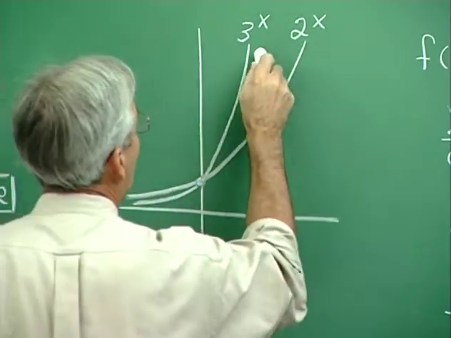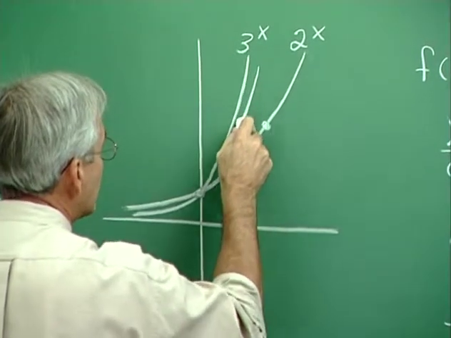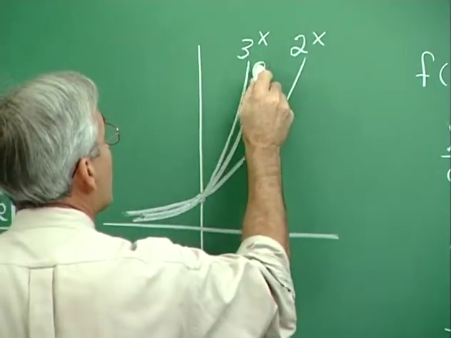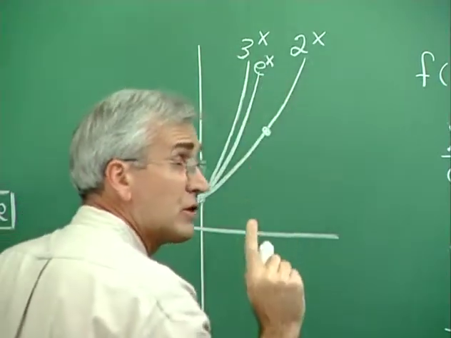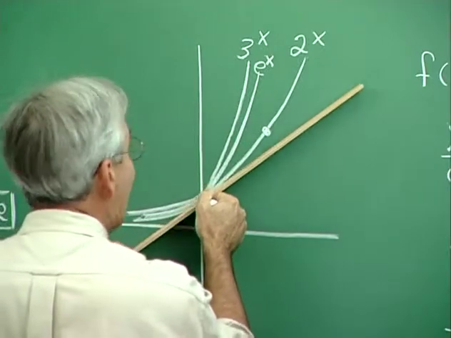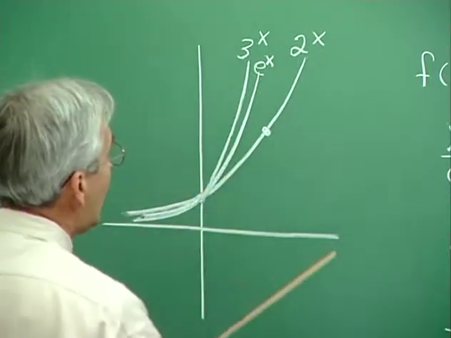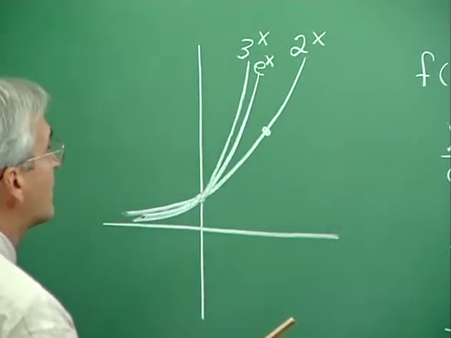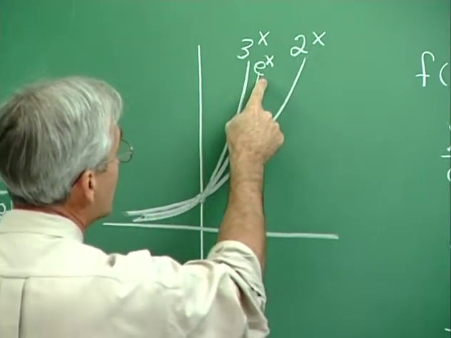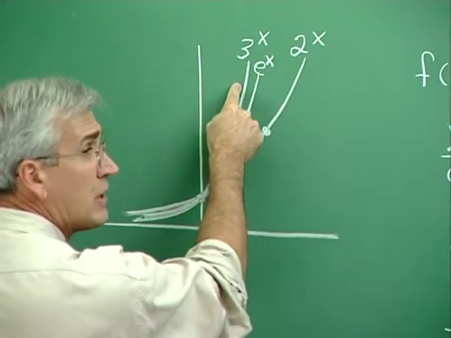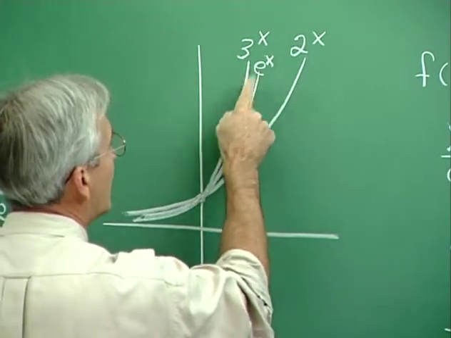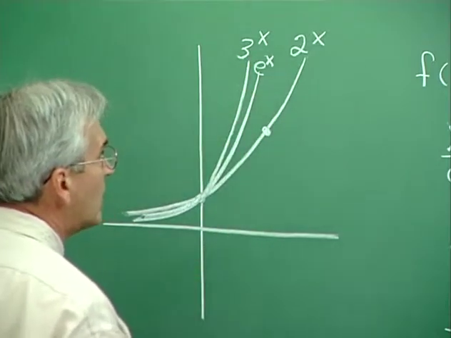That is, for the graph of e to the x, which is about like this, you see the slope of the tangent line at the point (0, 1) is exactly 1. Now, actually, I haven't drawn this graph anatomically correctly. It's the case that this graph is almost right on top of this one. You might try it on your calculator to see how very close it is. It's very, very close to the graph of 3 to the x power.